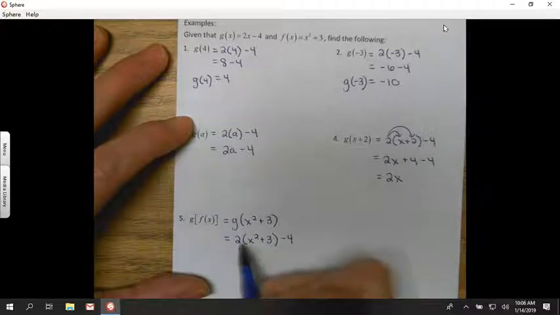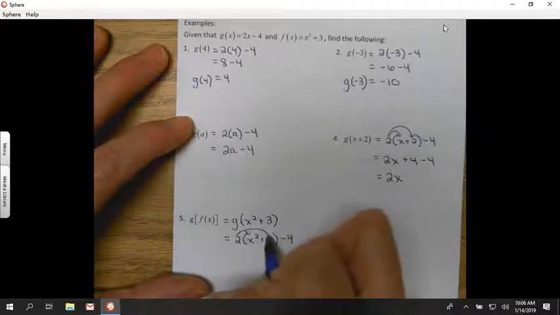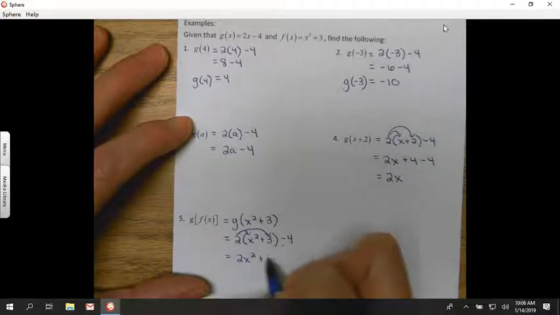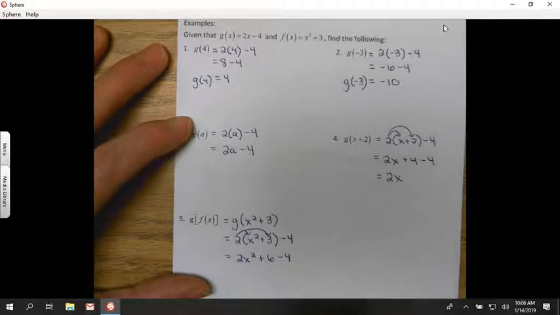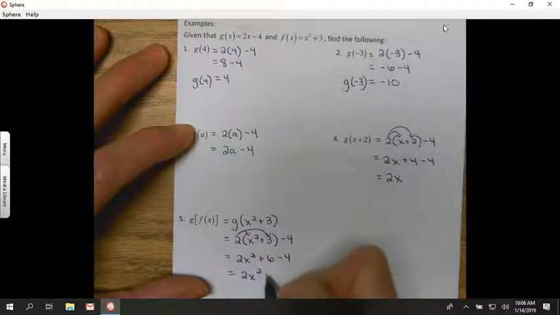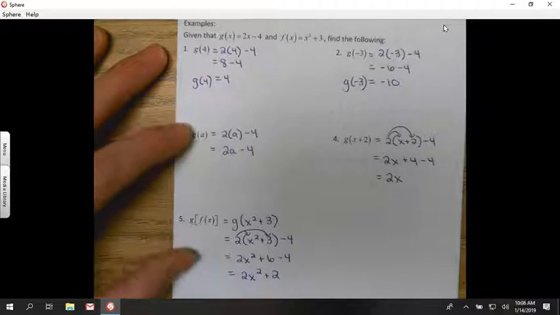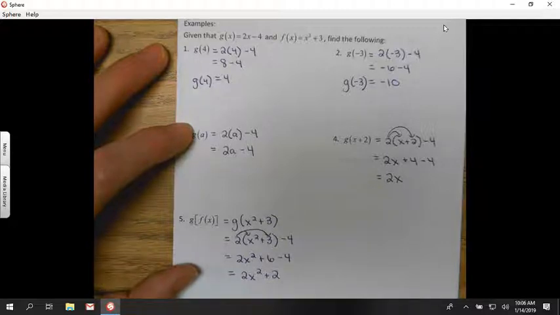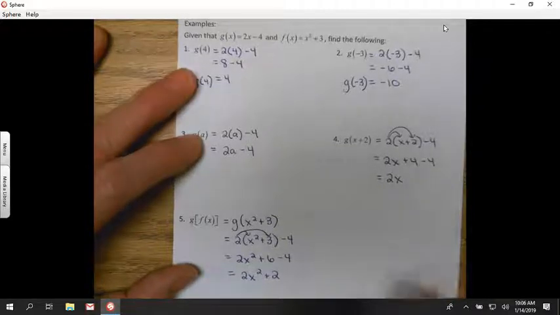This 2 on the outside, remember, needs to go to both terms inside. So 2x squared plus 6, and then minus 4, so 2x squared plus 2. Again, because there's not a number I'm plugging in, my answer is not a number. I ended up with an expression. All right, so that is a composite.